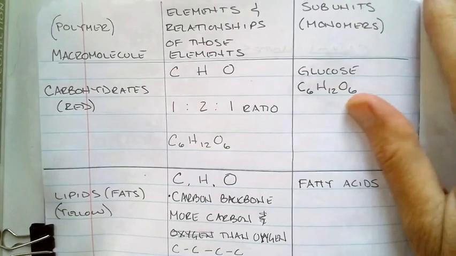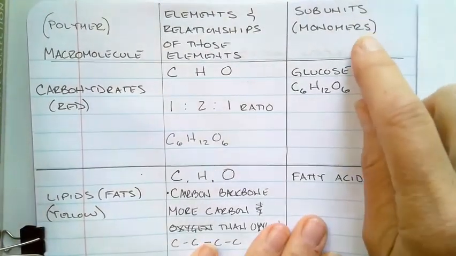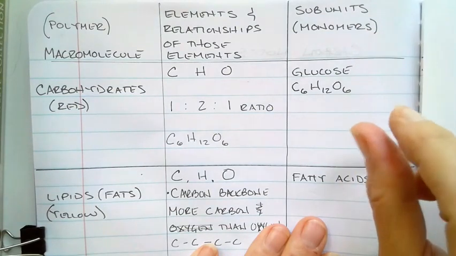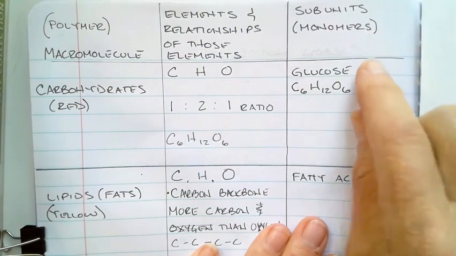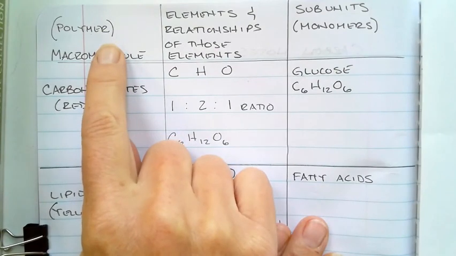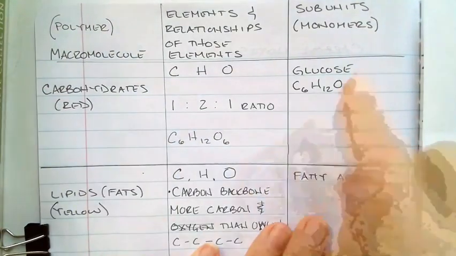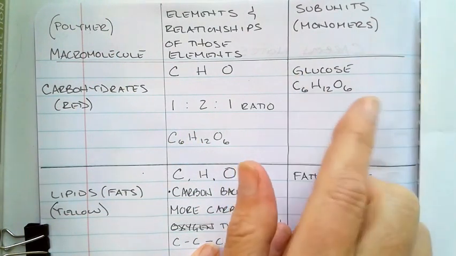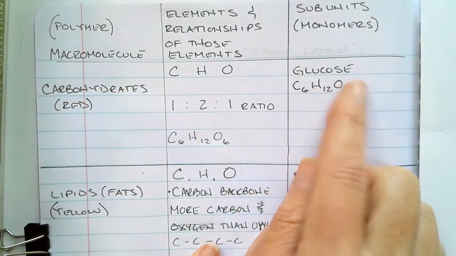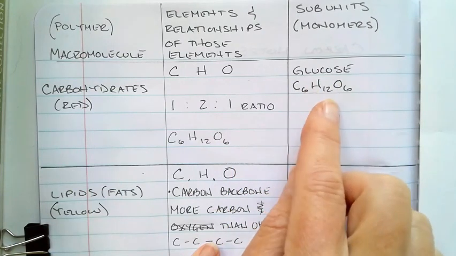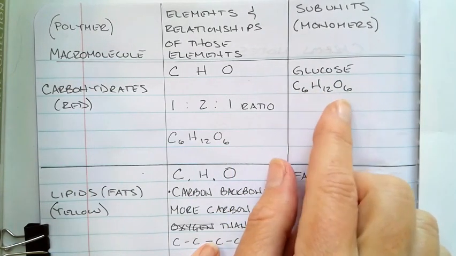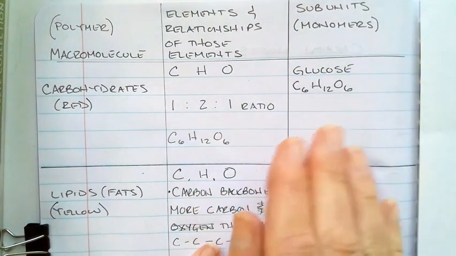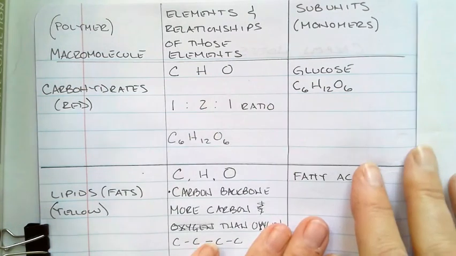The next column we're going to be looking at are what we call subunits, or monomers. Remember, monomers are like the individual cars of a train, and together they make what's called a polymer. It's a bigger molecule. So this would be the entire train. These are the individual cars on the train. So carbohydrates, one type of subunit is called glucose. And glucose we're going to be using a lot this year, and it's C6H12O6. That's all you need to know for right now, is that glucose makes up carbohydrates.